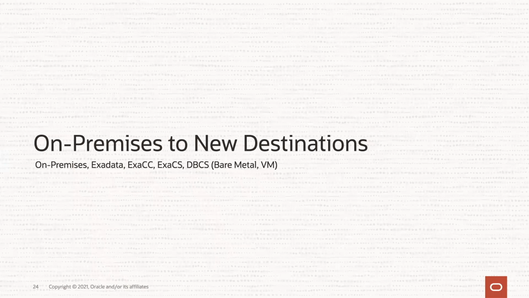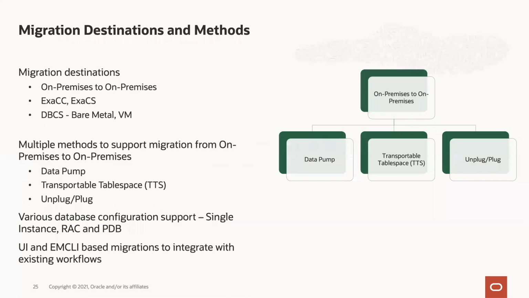Workbench also supports migrating to new destinations. Let's look at those. With Enterprise Manager 13.5 release update 01, you can migrate on-premises to on-premise, on-premises to ExaCC, ExaCS, and also on-premise to database cloud services, both bare metal and virtual machines. You can migrate single instance and pluggable databases to the destination of your choice. As I said, using any vehicles, whether it's UI or CLI or REST API.